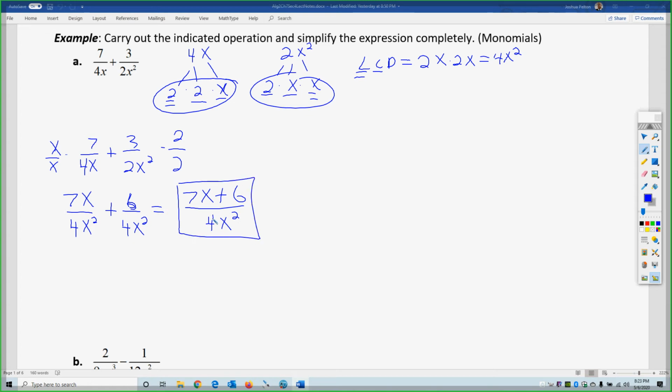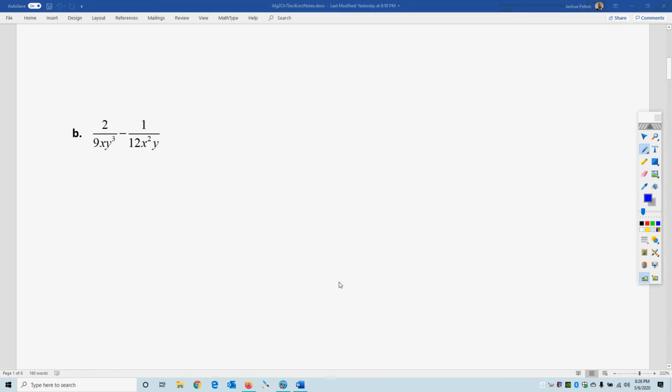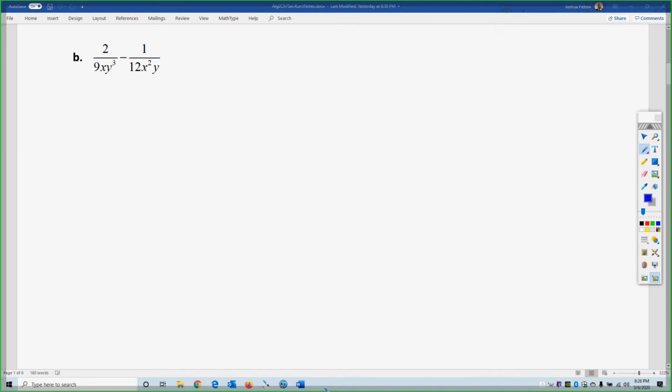We're not going to talk about domain restrictions with monomials, because obviously it's going to be just where the singular variables are equal to 0. It might also be helpful to go back and watch some 4th grade videos on adding fractions to compare, if you want to. Okay, let's do example problem B, which is subtraction. That's the only difference.